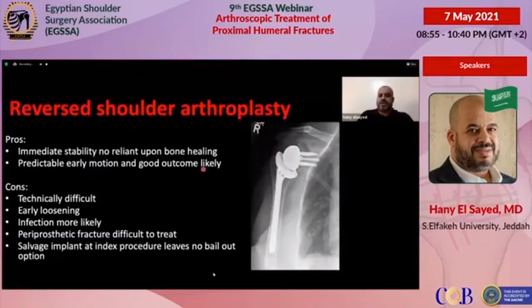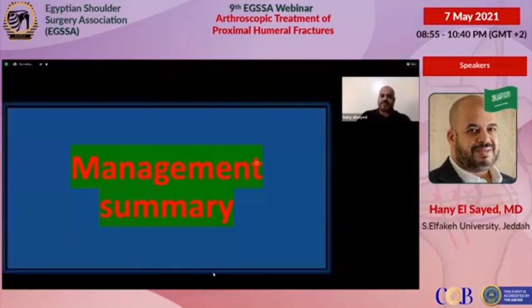Reverse shoulder arthroplasty is the same: 4-part fracture, fracture dislocation, high incidence of avascular necrosis, but with massive rotator cuff tear or cuff tendinopathy.